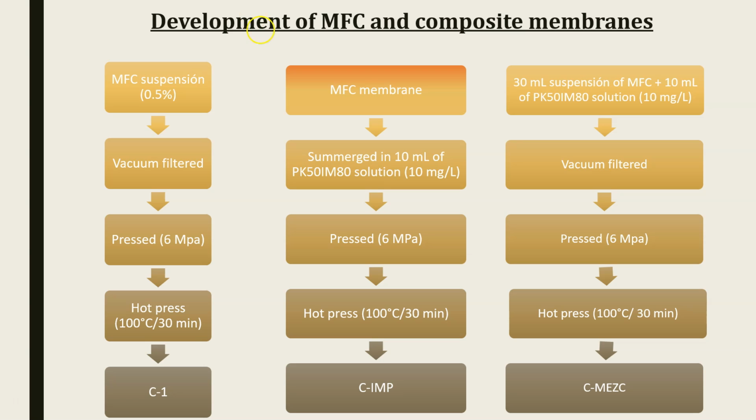In the case of developing the composite, we use two methods. The first is impregnation. We take a microfibrillated cellulose membrane submerged in 10 mM PK15EM8 solution. After that it is pressed, hot pressed, and we obtain the membrane called CMP. The second method is mixing. We mix a 30 mM suspension of microfibrillated cellulose plus 10 mM PK15EM8 solution. This is vacuum filtered, pressed, hot pressed, and we obtain the membrane called CMESC.